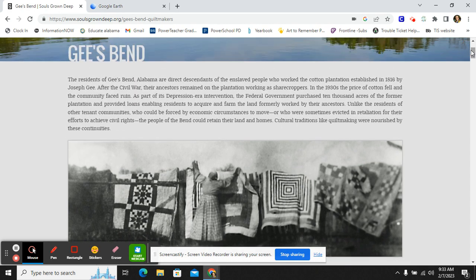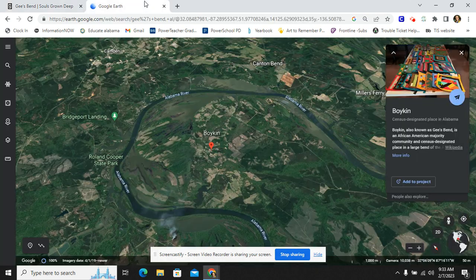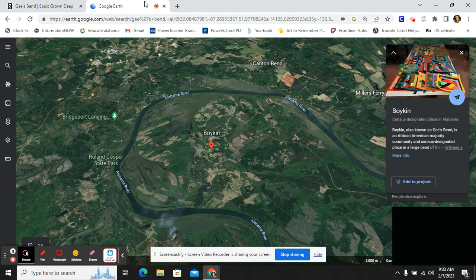Okay, so again, Gee's Bend is basically talking about a place. They're called Gee's Bend Quilters, but they're from this area of Alabama. Gee's Bend is such a small town that not many people know where that's at. I can tell you the nearest place next to it is still a small town, but it is called Boykin, Alabama. That is where this is on Google Earth.